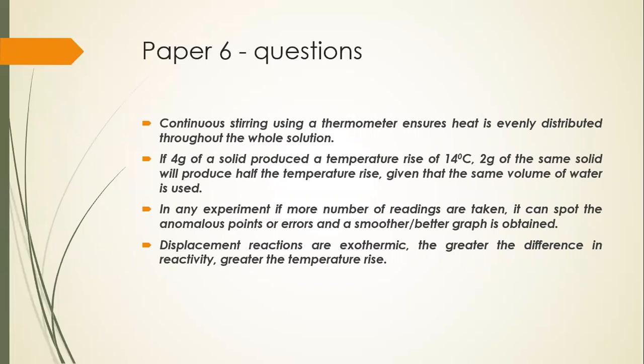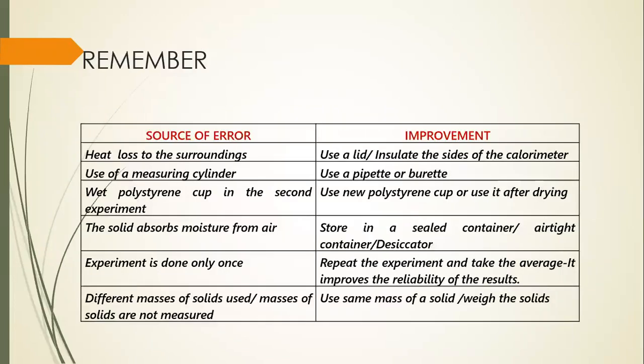Take more readings. If you are taking 10 readings and one is an anomalous point, that will not affect the whole experiment. But suppose I had taken only 4 readings and one is wrong, your experiment and your graph will have lots of errors. And most of the time displacement reactions are exothermic. The greater the difference in reactivity, the greater the temperature rise.